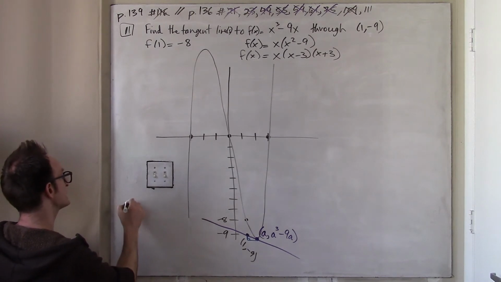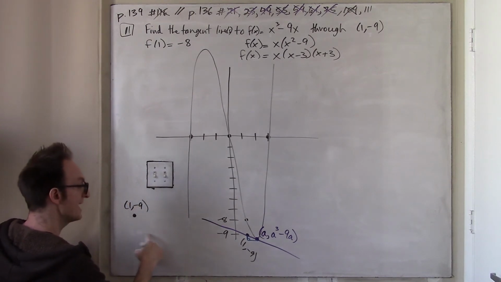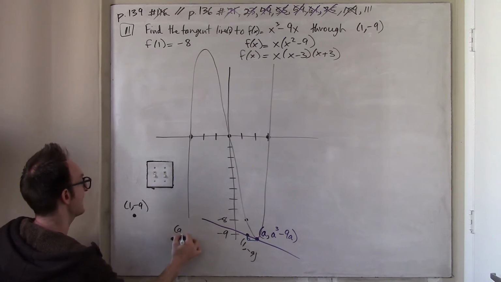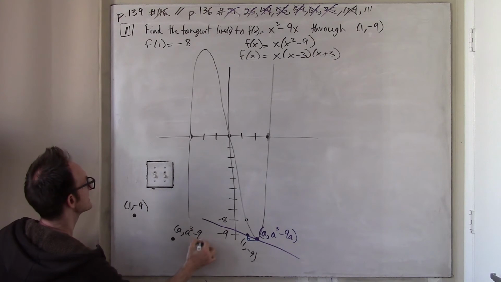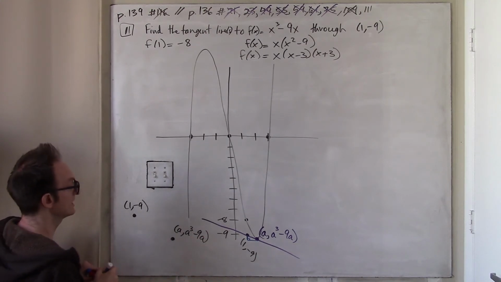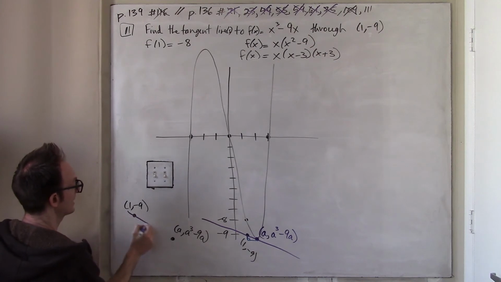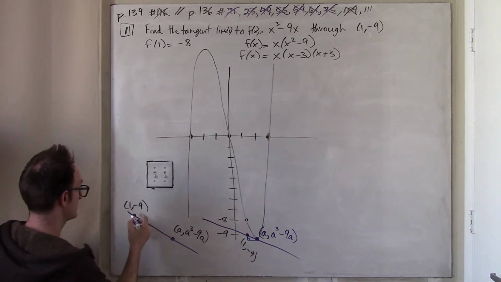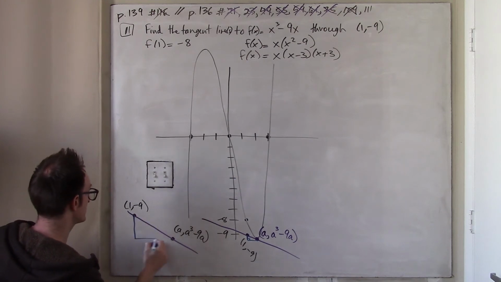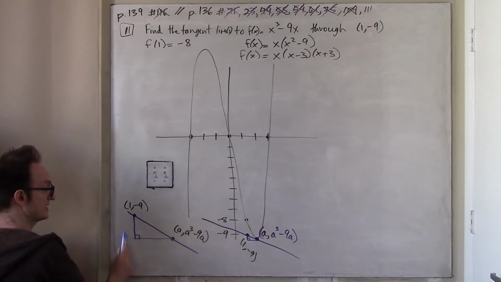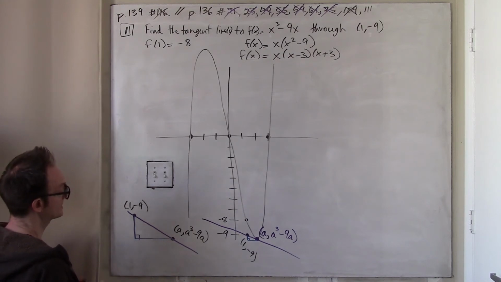I have this point, 1, -9, and then over here I have this point, a, a cubed minus 9a, and what I want to know is what is the slope of the purple line which passes through those 2 points. Well, one way to do this, if you're just an Algebra 1 student, is to use delta y over delta x. What is the change in y?